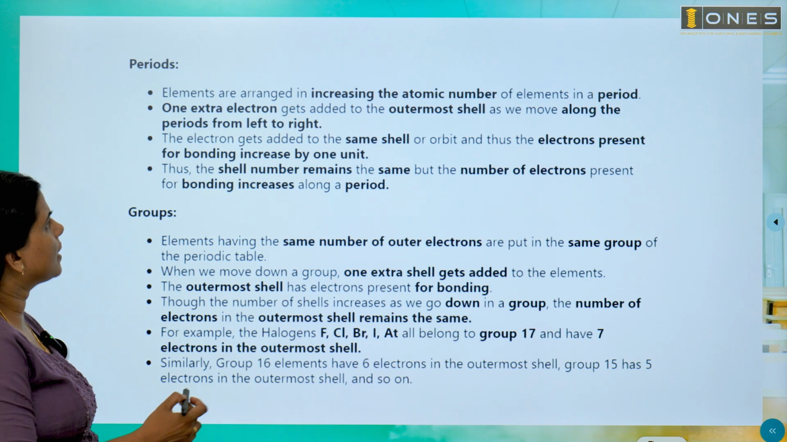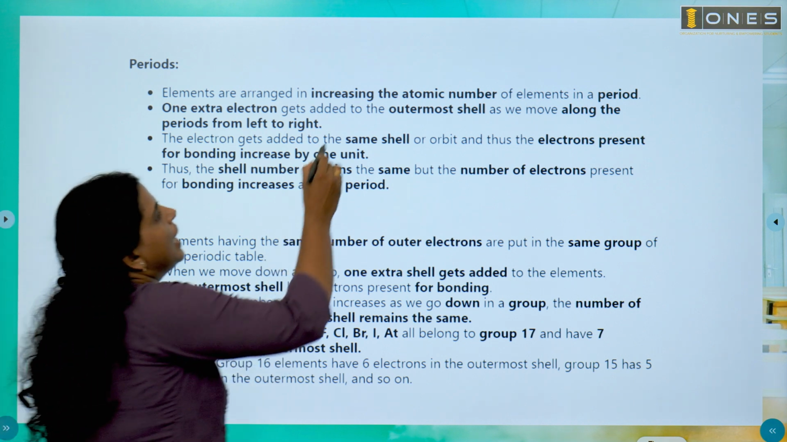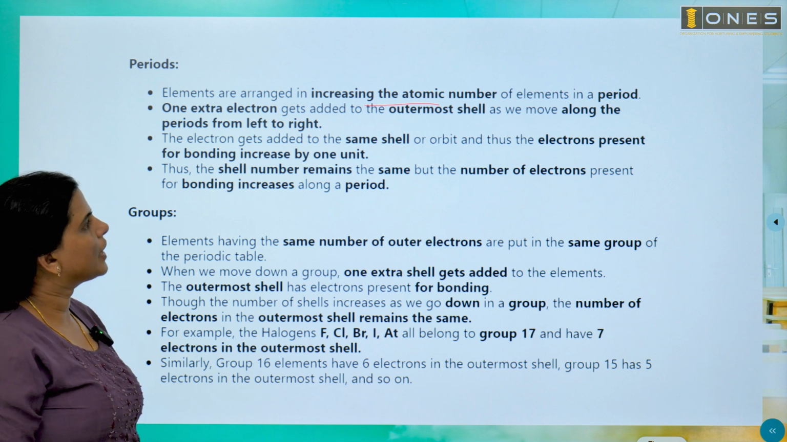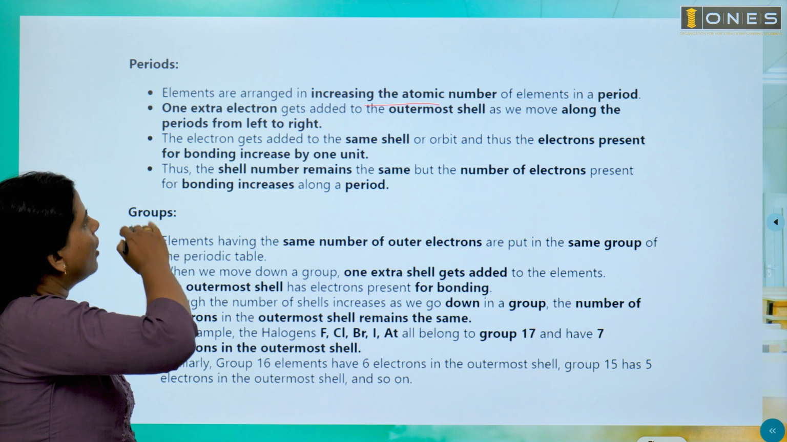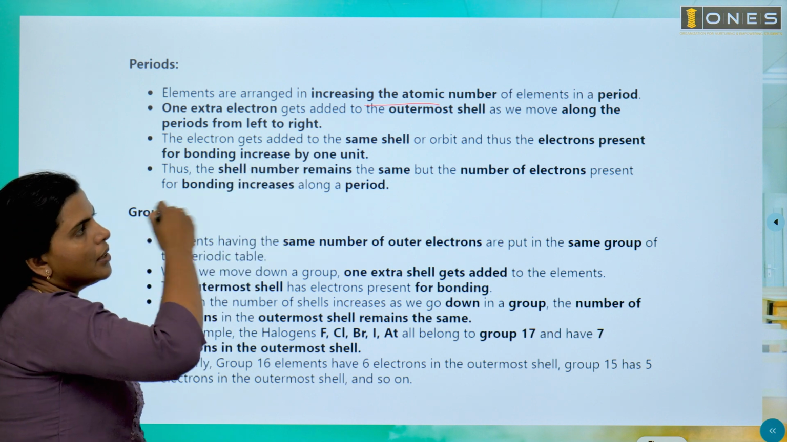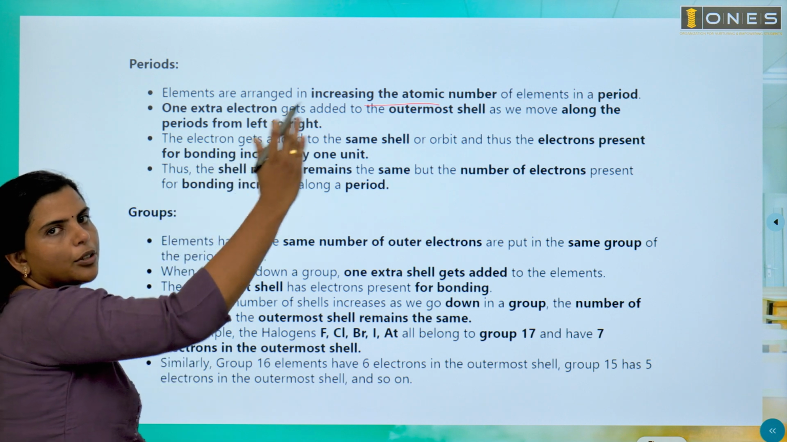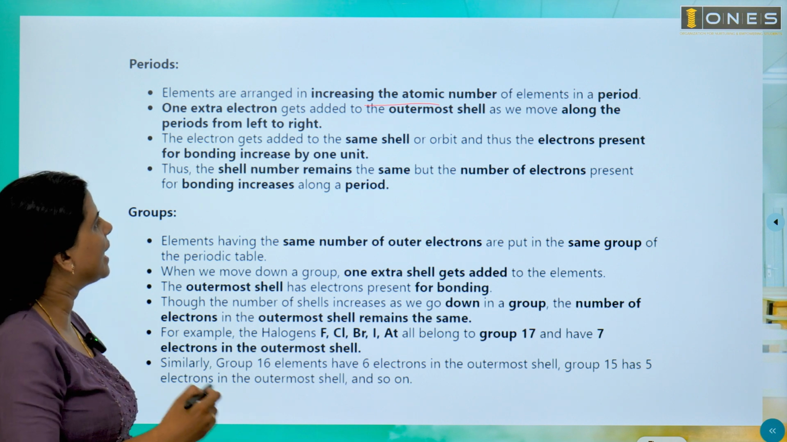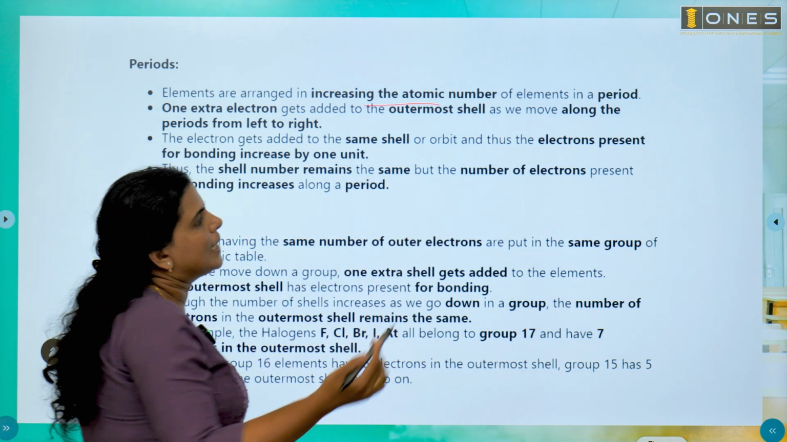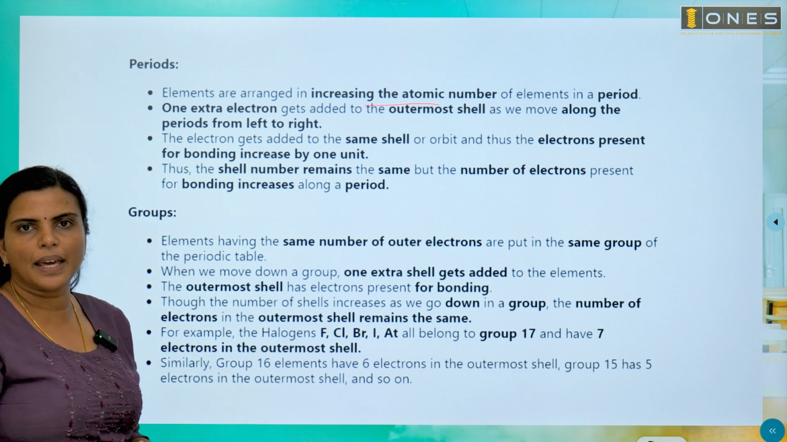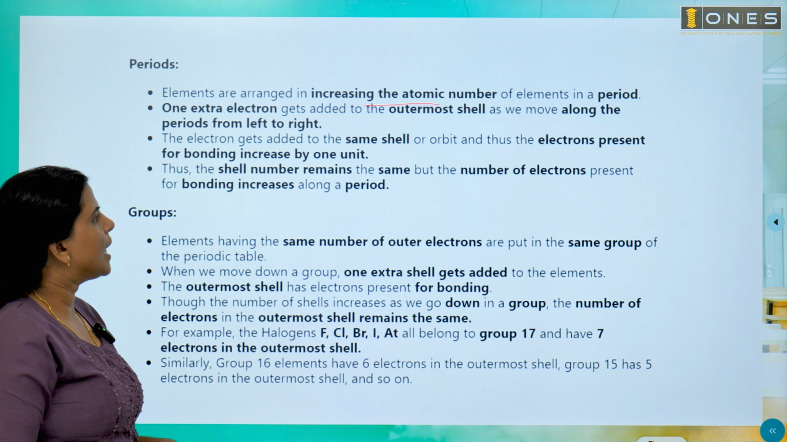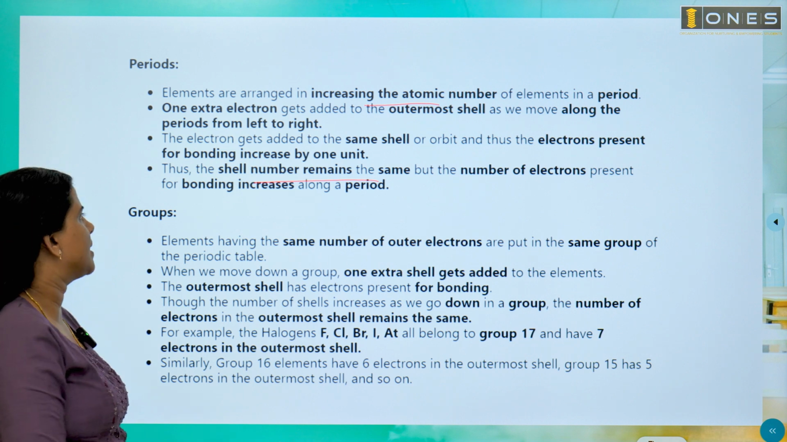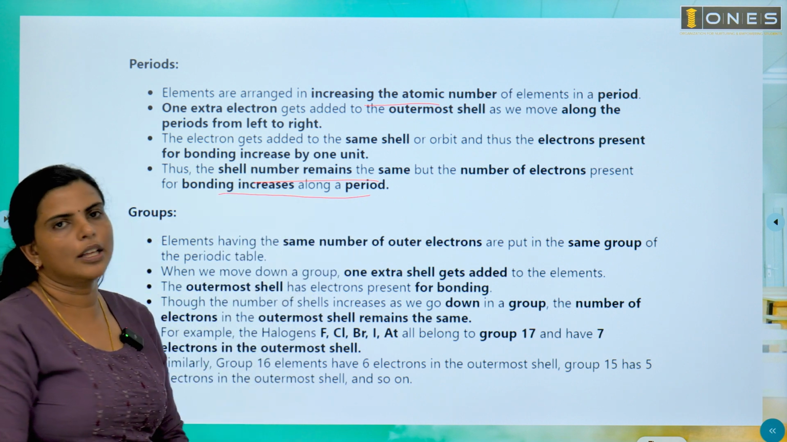In periods, the elements are arranged in increasing order of their atomic number. In a group, the elements will have the same chemical properties. One extra electron gets added to the outermost shell as we move along the period from left to right. Moving from the first group to the second group in the same row, electrons get added to the same shell or orbit, and thus the electrons present for bonding increase by 1 unit. Thus the shell number remains the same, but the number of electrons present for bonding increases along a period.